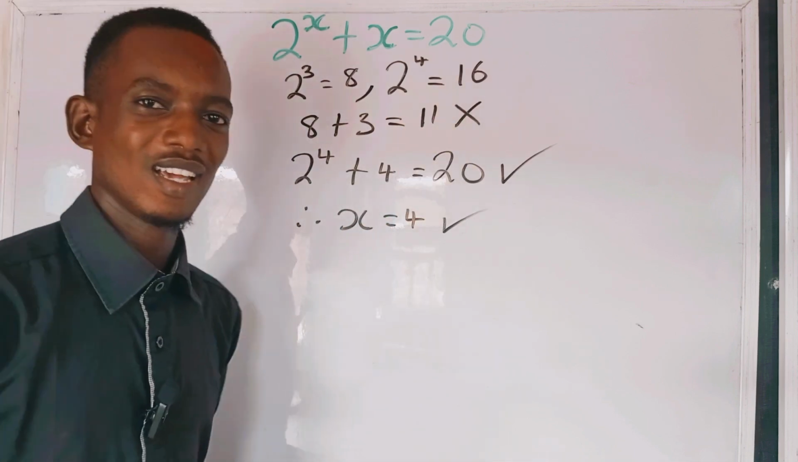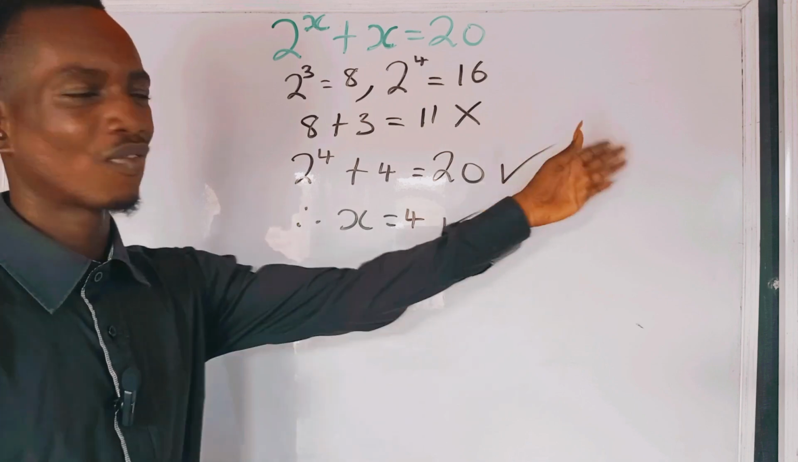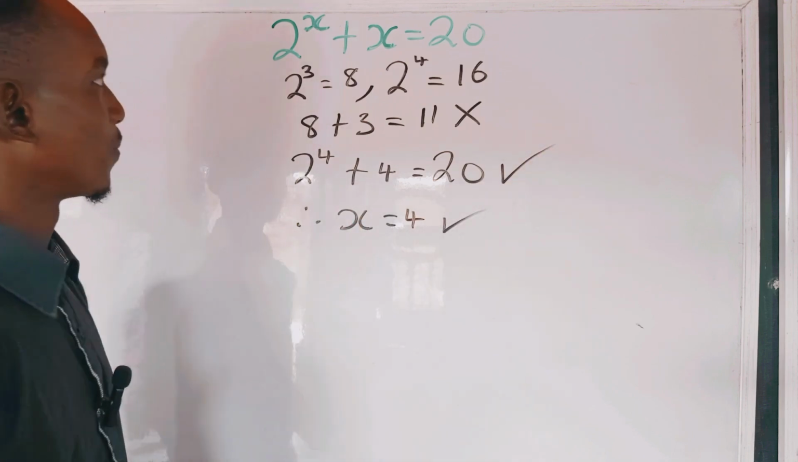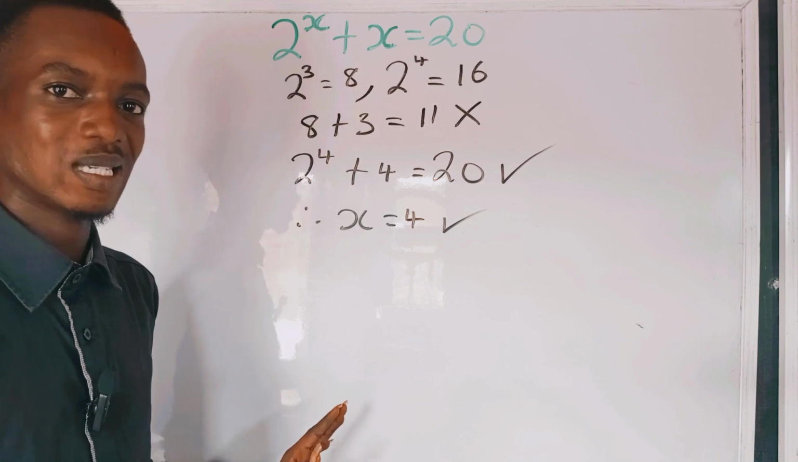Tricks. A lot of tricks. You don't have to solve 5 pages. Very, very simple. By analyzing this question, we can get the value of x easily without any sweat.